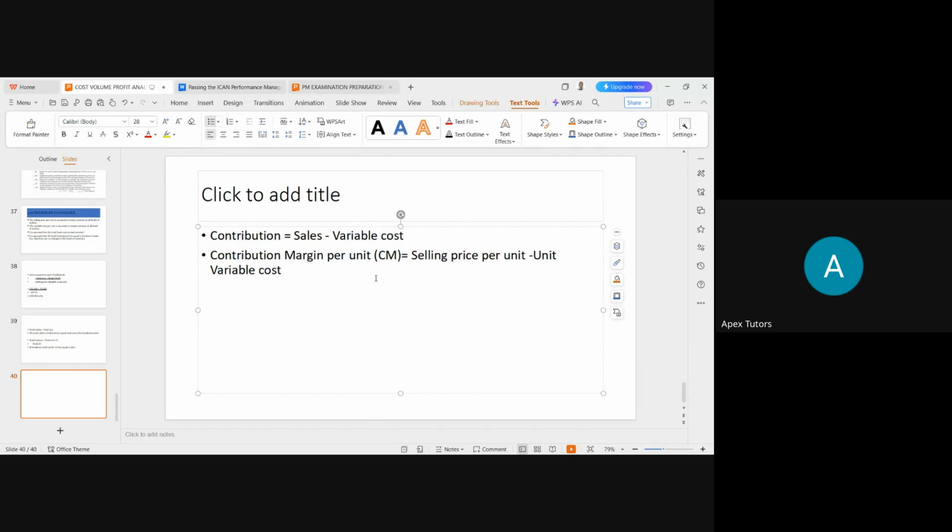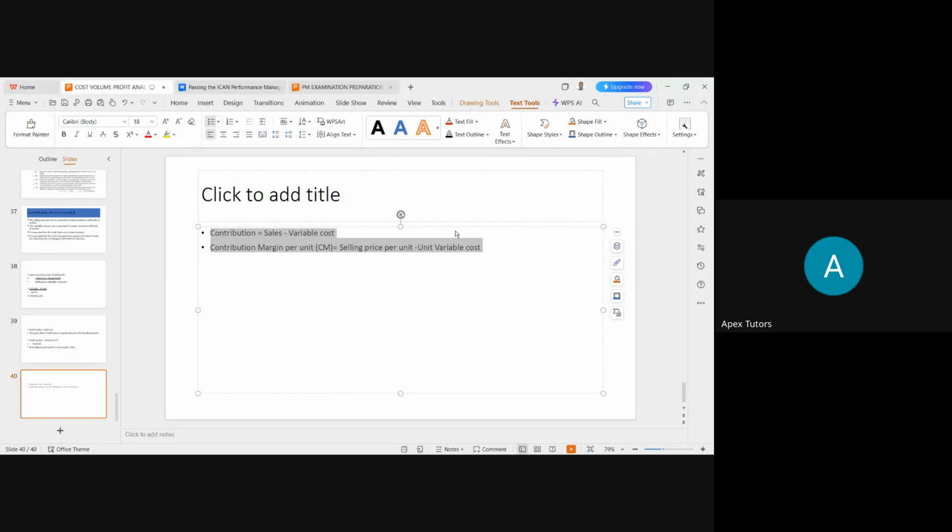You need variable costs. So this is contribution margin per unit. In simple terms, it can be expressed as CM equals selling price less variable costs per unit.